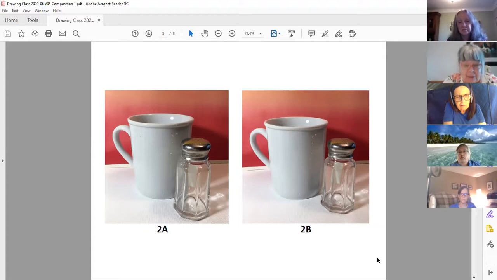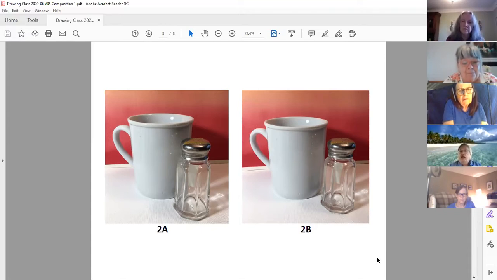I can see the elements in the composition, and the proportion just seems better to me of the salt shaker with the cup. So 2A, I'm going to stick with 2A. Okay. Anybody else has anything else to add or feels different? Yeah, this is Kevin, I vote for 2A also, and it has to do with the overlap of the salt shaker with the mug.